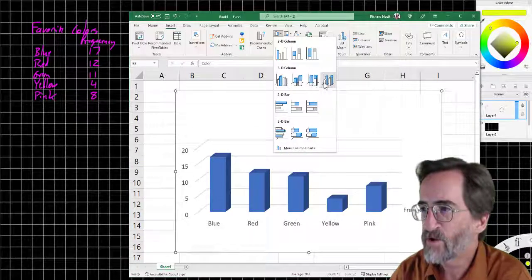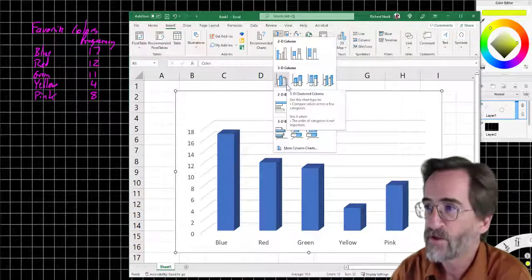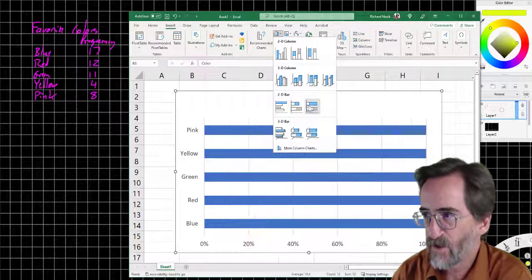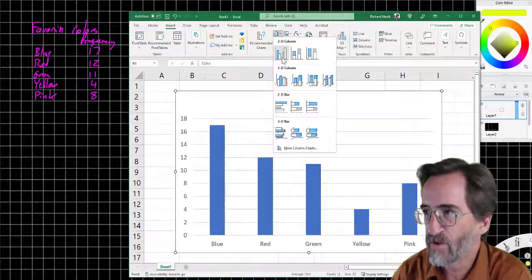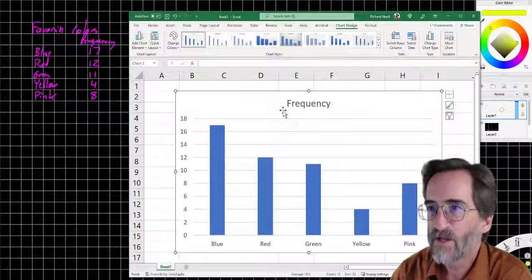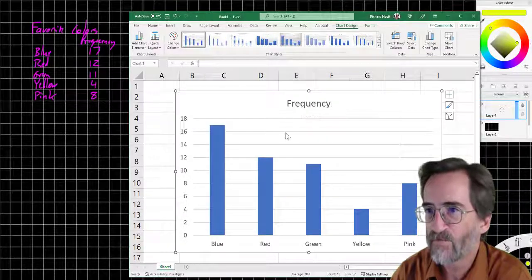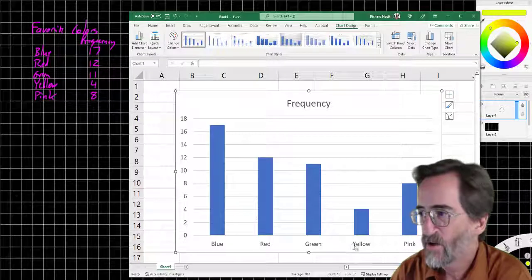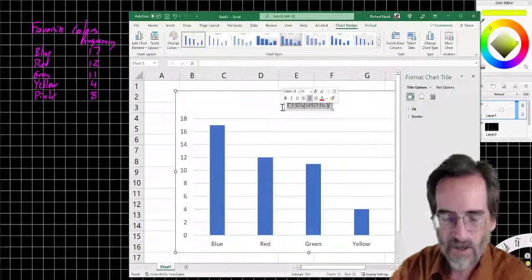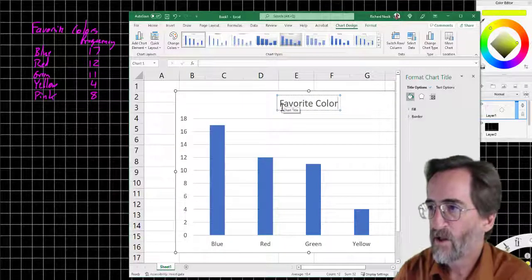Be aware that you don't want to select the graph type that distorts. Okay, because the horizontal 2D bar and so forth. I'm going to choose a standard here. Okay, and notice it labels this frequency, so that's not what we want here. But it labeled all of the items here. Okay, but let's change the title. Favorite color.